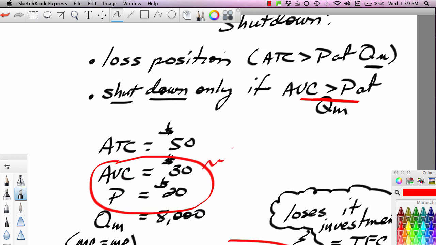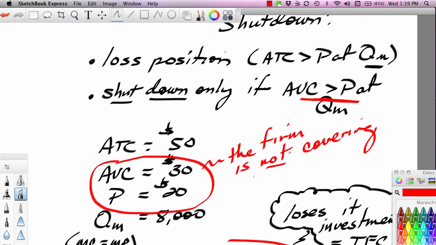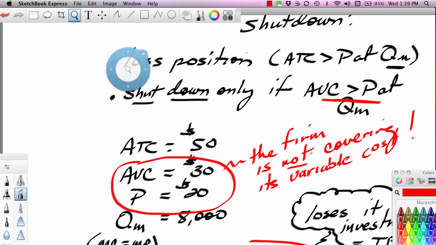And you can make a note here, the firm is not covering its variable cost. Therefore, it can't be what? It can't be contributing anything to the recovery of fixed cost. Think about it. If my price isn't great enough to cover my variable cost, then I can contribute nothing to the recovery of fixed cost. And when I'm in that situation, it's actually better not to stay open. It's actually better to shut down.